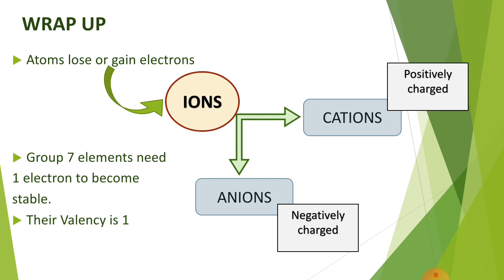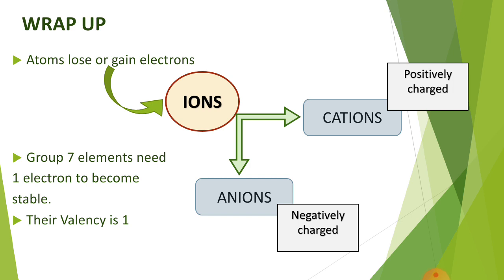Let's wrap up the lesson. We have studied that atoms want to become more and more stable. For stability, they need 8 electrons in their outermost shell. To become stable, atoms lose or gain electrons. By doing so, they become ions. Ions are of 2 categories, cations and anions. If the electrons are lost from the atoms, they become cations and they are positively charged. Whereas, if the atoms gain electrons, they become negatively charged and they are called anions.